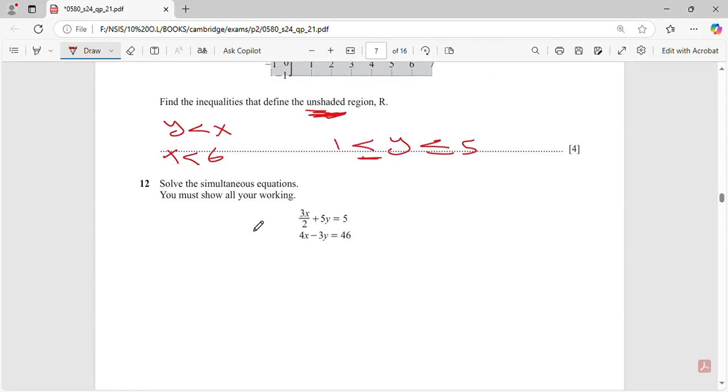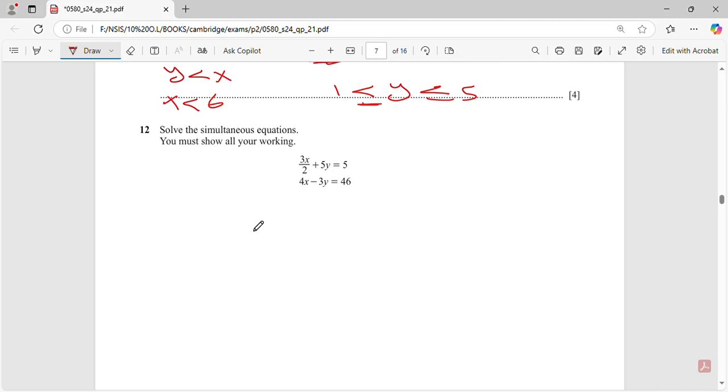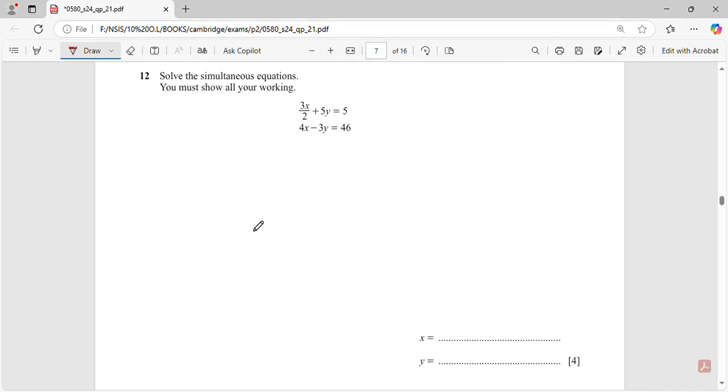Okay. Now he asked me to solve the simultaneous equations. You must show all your work. So for this part, we have many options, but to make it easier, I have to look at the y. Why look at the y? Because they have different signs. This is the important thing. So here multiply by 3, here multiply by 5.